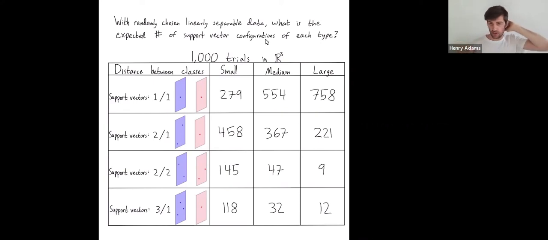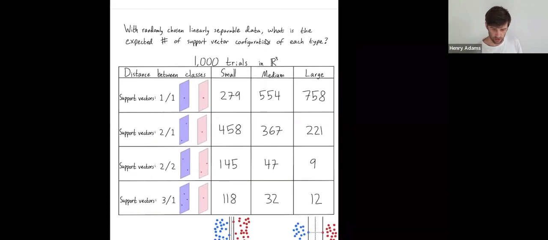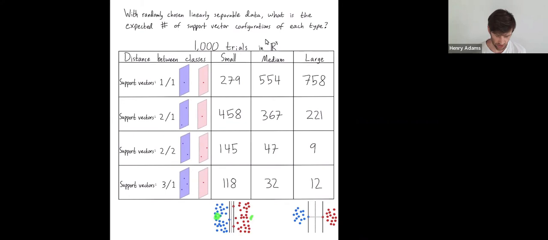Okay. So when the distance between the Gaussians is small, you're more likely to have more support vectors. And when the distance between the Gaussians gets larger, you're more likely to have only one support vector on either side. And what's the reason for this? The reason you should have in mind is that when the distance between the Gaussian centers is small, then there are many data points near the separating hyperplane, okay? And so you're more likely to have more support vectors.